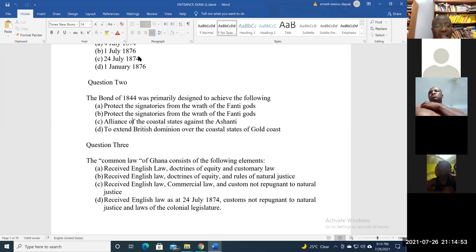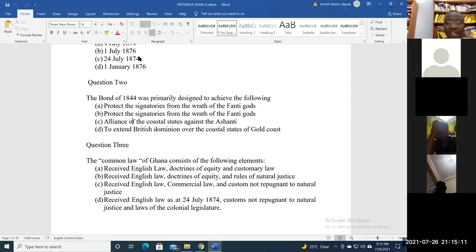Is not necessarily an alliance. Of course, in the long run that could be one of the purposes, but the main purpose was to extend British dominion over the coastal states.